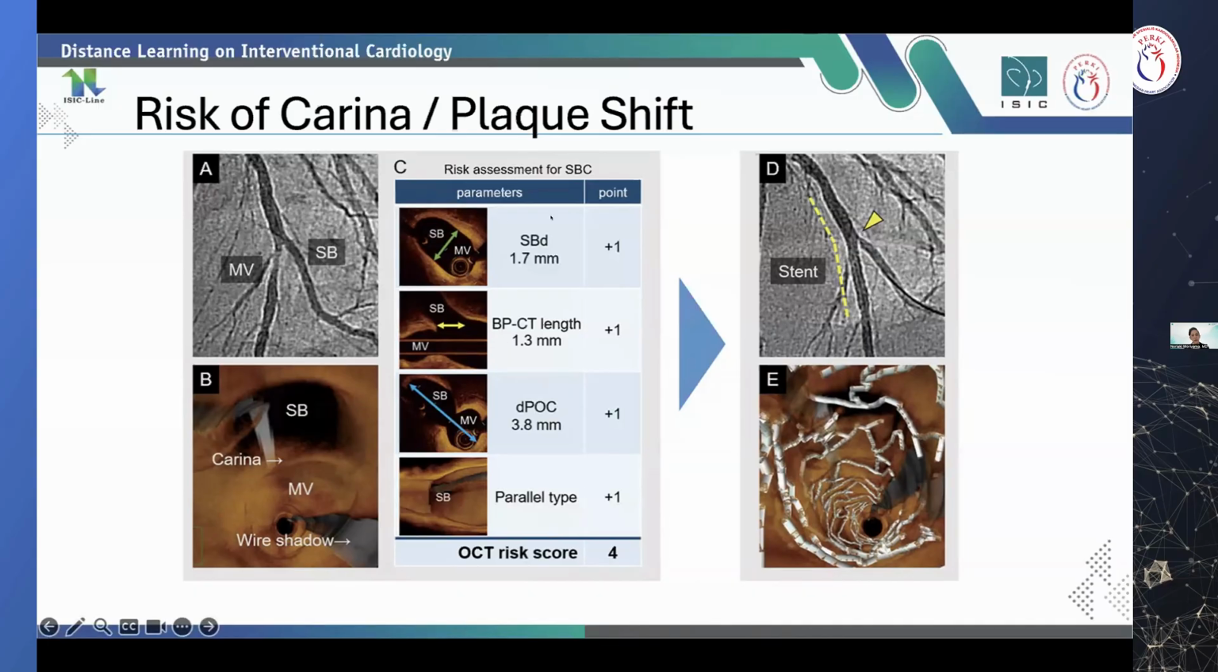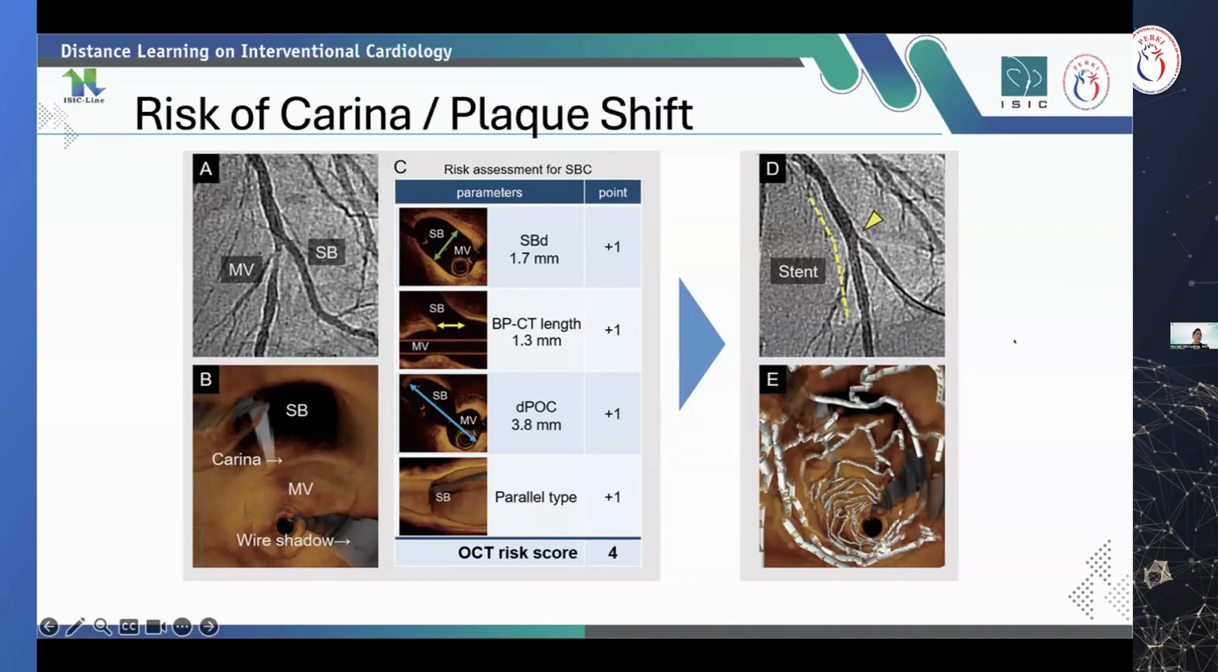If we have a very short side branch distance, the risk is plus 1 point, and also if the longitudinal length of the side branch distance is over 1.3 millimeter, this is the risk of shift. And also the parallel type, which means a very shallow angle of bifurcation. This is a risk of carina or plaque shift leading to occlusion of the side branch.